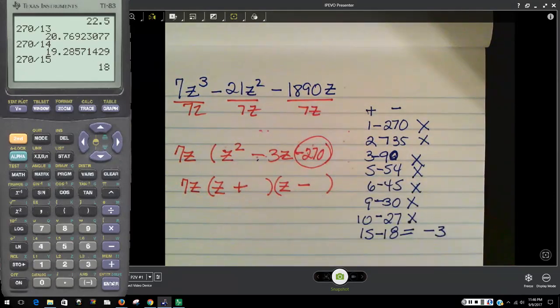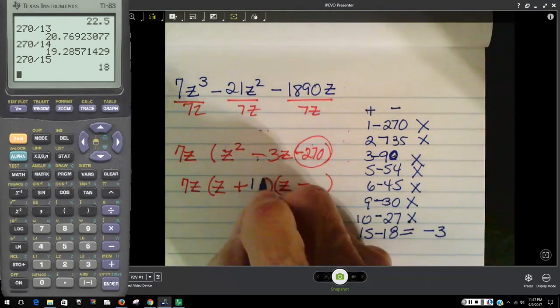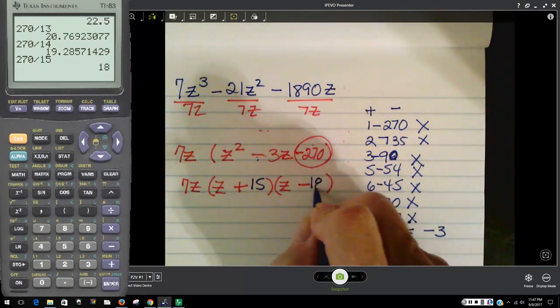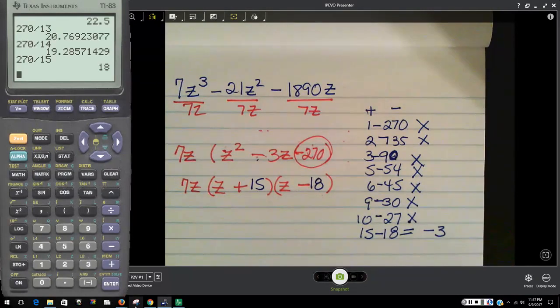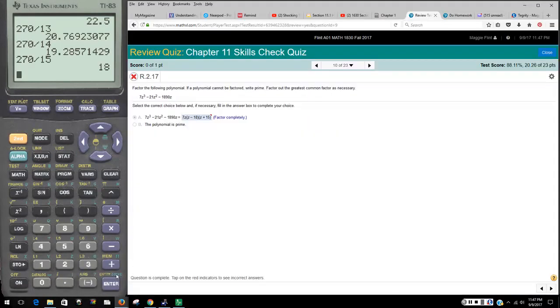So although we had quite a process to go through, and you may think, well, I could have just guessed around and found it. Well, you could have, but you could have also guessed around and missed the very one that worked, because I do it all the time. So the numbers are positive 15 and negative 18. So we have 7z times z plus 15 times z minus 18, which is the correct answer.